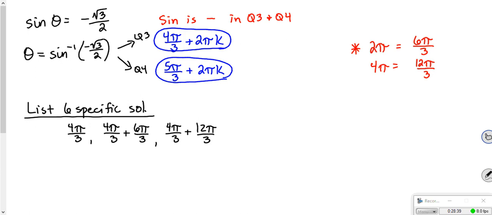And then we're going to have 4 pi over 3 plus 12 pi over 3. And then this gives us 3 from the quadrant 3 answer. Now let's do 3 from the quadrant 4 answer. Then we're going to have 5 pi over 3. Then we're going to have 5 pi over 3 plus 2 pi, which is 6 pi over 3. And then we're going to have 5 pi over 3 plus 4 pi, which is 12 pi over 3.